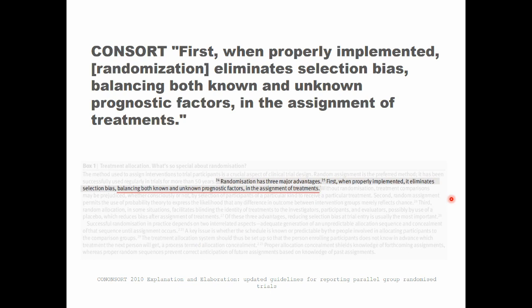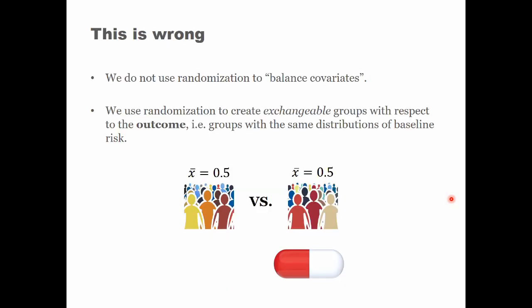Because the way they put this, balancing both known and unknown prognostic factors, is incorrect. The point here is that randomization doesn't have anything to do with balancing known and unknown prognostic factors. It will do that, but that is not the purpose. The goal is to create exchangeable groups with respect to the outcome. The thing that we're interested in is the outcome, not the covariates themselves.